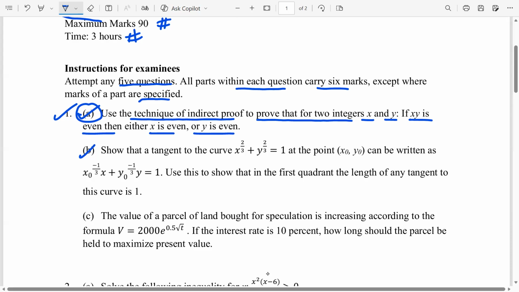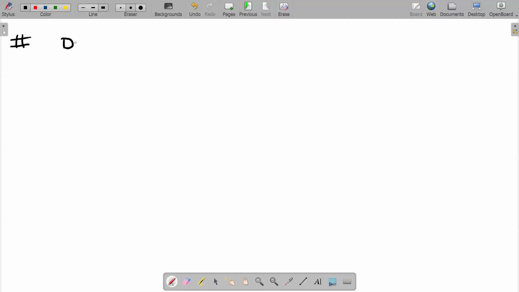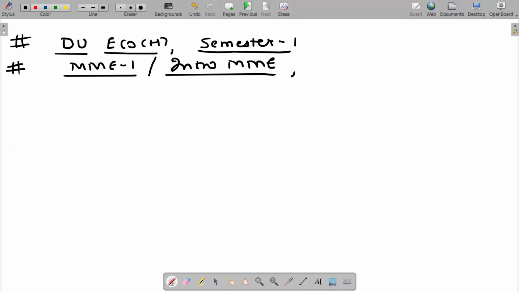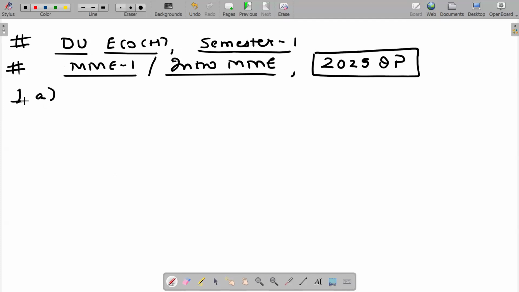I am first of all writing the main heading for clarity. This is Delhi University, economics honors, semester 1. Name of the paper is Mathematical Methods for Economics, Part 1, or we can also call it Introductory Mathematical Methods for Economics. This is the 2025 question paper we are looking at, and within this, question 1, part A.